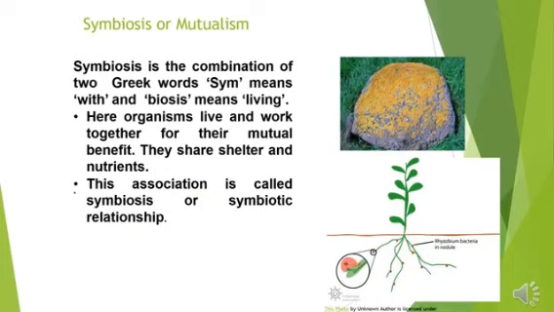Now let's talk about symbiosis. Symbiosis is a combination of two Greek words. Sym means with and biosis means living. So here we have organisms who live and work together for their mutual benefit. That is, if two organisms are living together, they share shelter and nutrition here. Now this association is called symbiosis, or it is called symbiotic relationship.